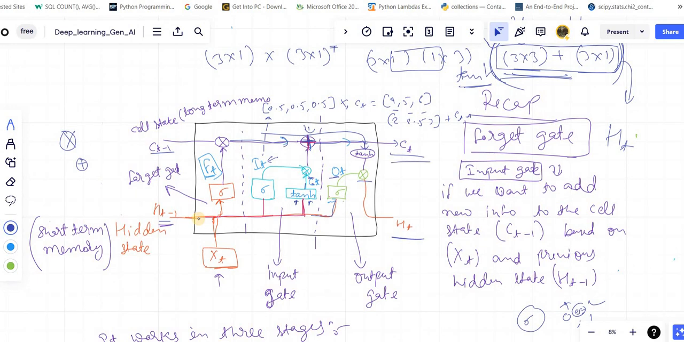So this is how HT and CT will get calculated. This is the entire working of the LSTM.